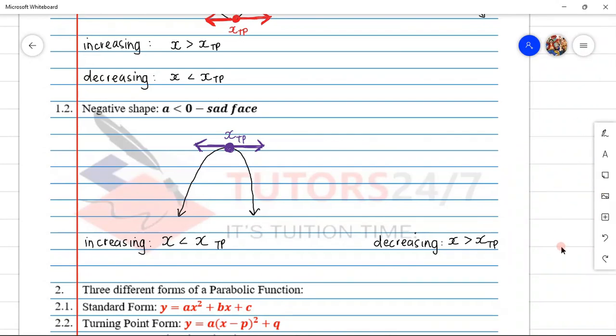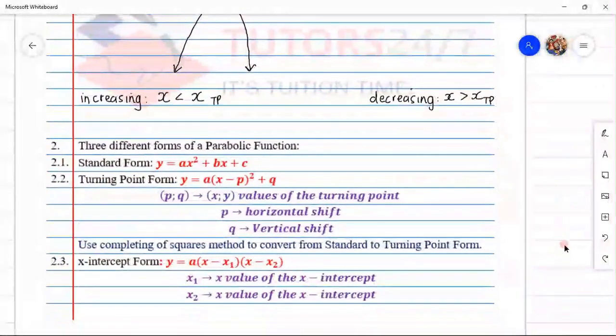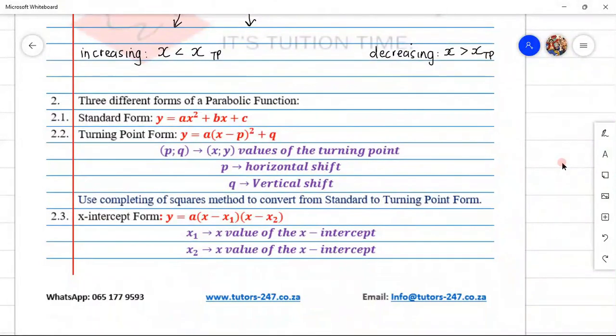Now that's our shape. Let's move on to point number 2, discussing the 3 different forms of a parabolic function. So when we're dealing with a parabolic function, we have 3 different forms. The first being our standard form that you're more used to seeing, which is represented by y equals ax squared plus bx plus c. That is point number 2.1. Now, our standard form is what you usually see and what we usually write our final answer in.